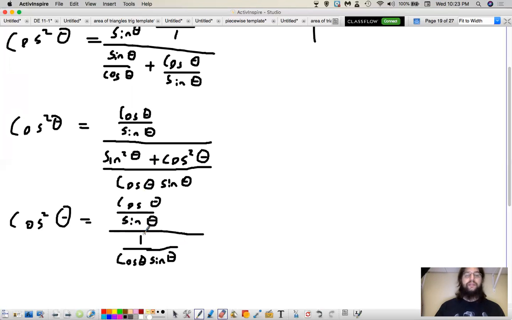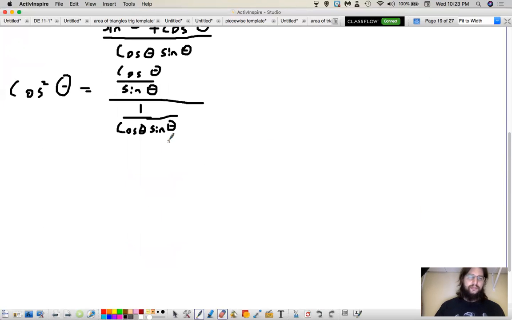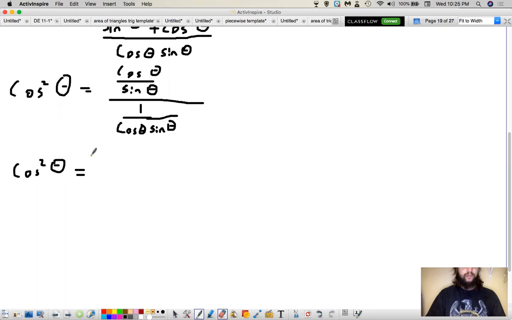How do we divide by a fraction? Flip it and multiply. Cosine. 1 second, please. All right, I'm back. Sorry about that. So not changing the left side. We got a fraction over a fraction. Flip the second one and multiply. You know what to do.